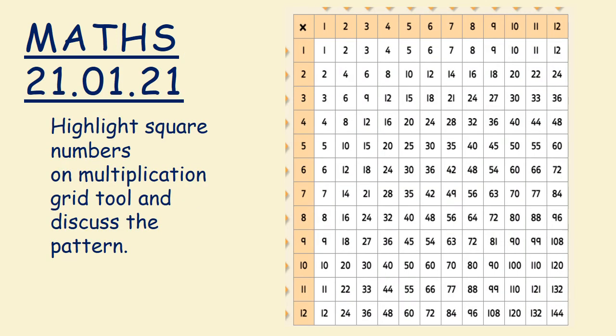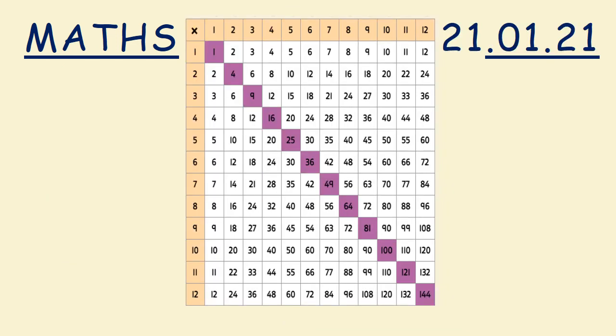Highlight square numbers on the multiplication grid tool and discuss the pattern. Here are the square numbers: 1, 4, 9, 16, 25, 36, 49, 64, 81, 100, 121, and 144. Can you see a pattern?